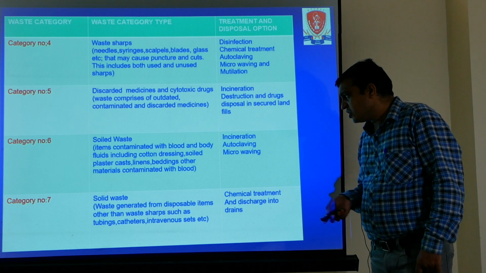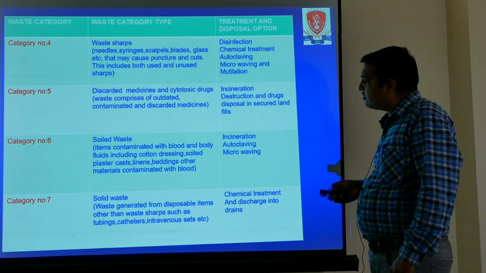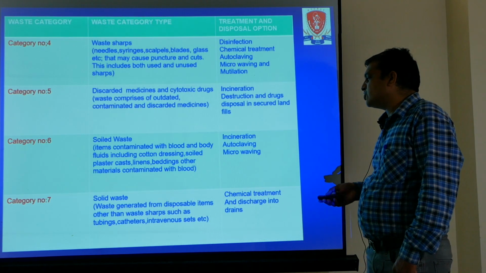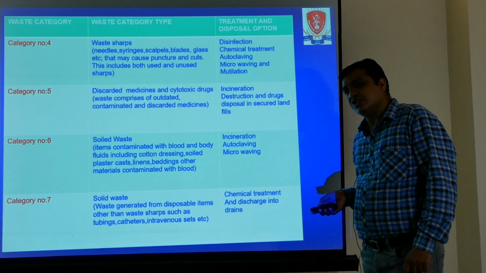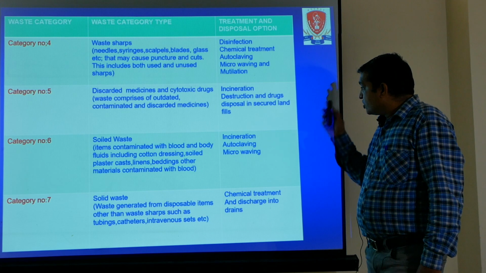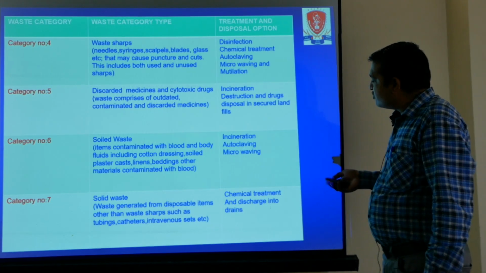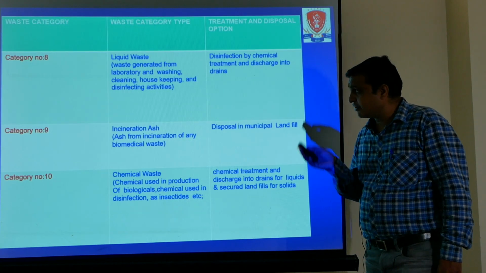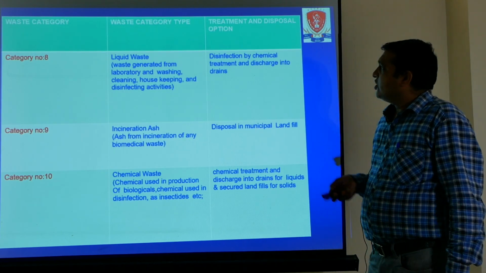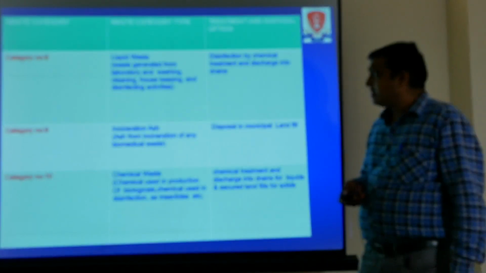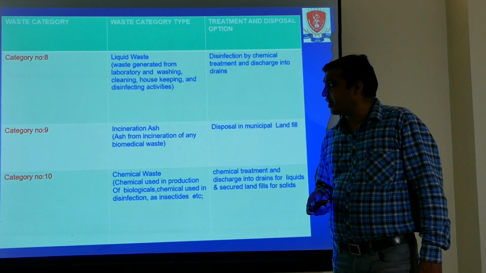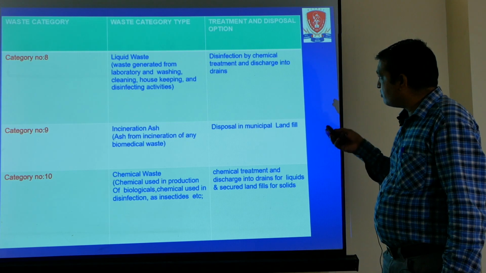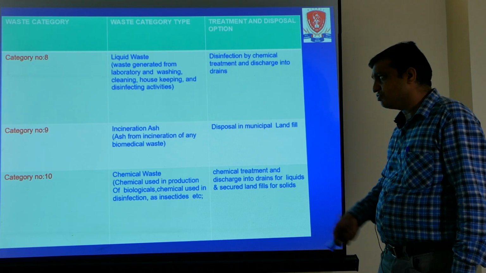Category number 7, solid waste: waste generated from disposable items other than waste sharps, such as tubing, catheters, intravenous sets, etc. Treatment is chemical treatment and discharge into the drains. Category number 8, liquid waste: waste generated from laboratory, washing, cleaning, housekeeping, and disinfecting activities. Treatment is disinfection by chemical treatment and discharge into the drain.